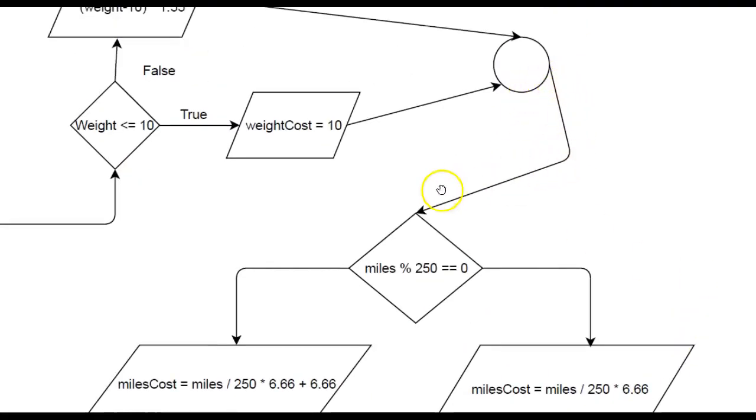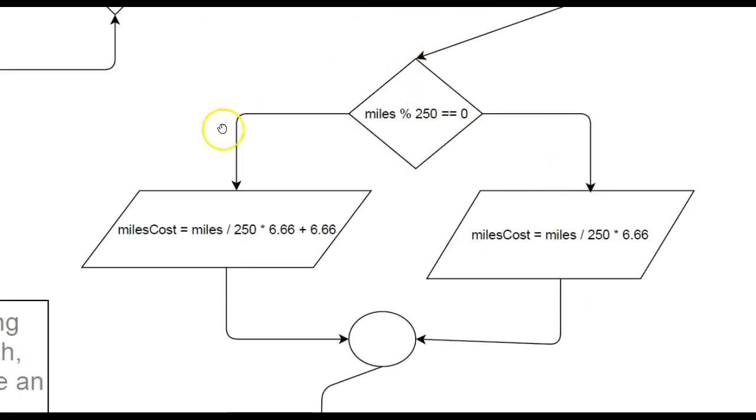I come down this line and I do another if statement or another test. I test the miles. If the miles is evenly divisible by 250, that equals 0. That is an even increment. So it's simply the miles divided by 250 times 6.66. Now this division right here, because this is an integer and this is an integer, will chop off the remainder. So it's safe to do this and multiply here because I will have no remainder.